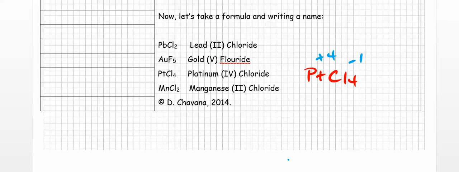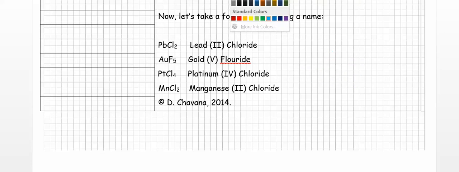So that means that the platinum has a charge of +4. So we're going to write that in. Platinum, Roman numeral 4, chloride then is our final answer. Okay? Platinum, Roman numeral 4, chloride would be the name of this compound.